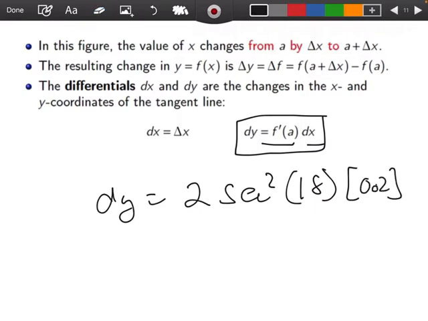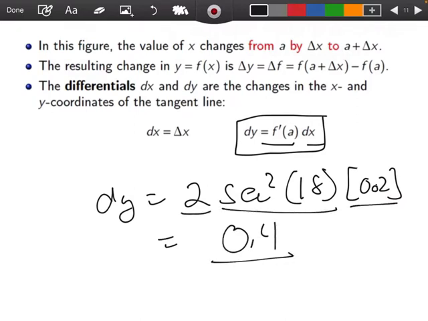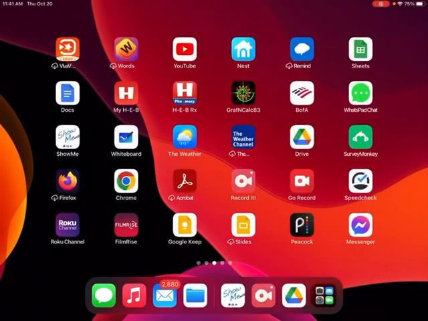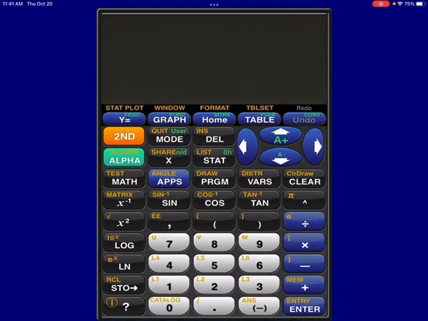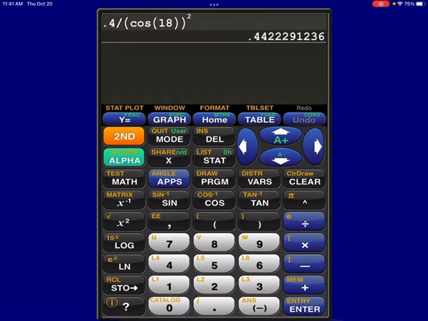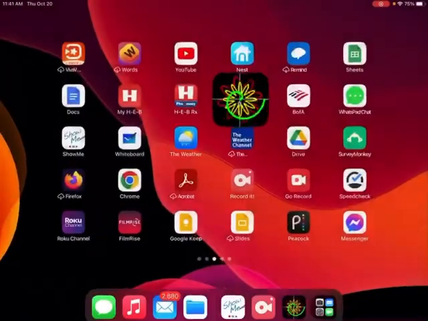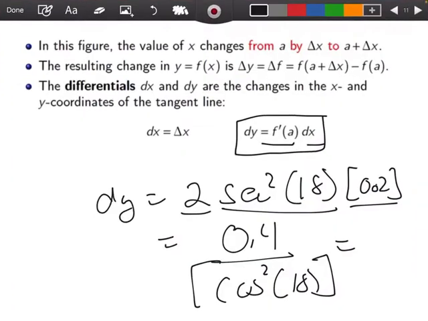Okay. So the way I would actually do this part on my calculator, y'all, is I would say, let's take 2 times 0.2, that's 0.4. Secant squared is the same thing as cosine squared on the bottom, okay? So the way I would do this on my calculator, y'all, is I'd come back over here. Let me clear this out. So I'm going to go 0.4 divided by, I'm going to put parentheses, cosine of 18, close that up. I'm going to square my cosine, okay? And I'm going to hit enter, and I'm coming up with 0.4422, okay?